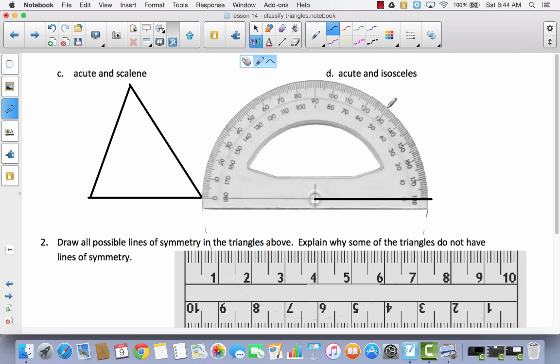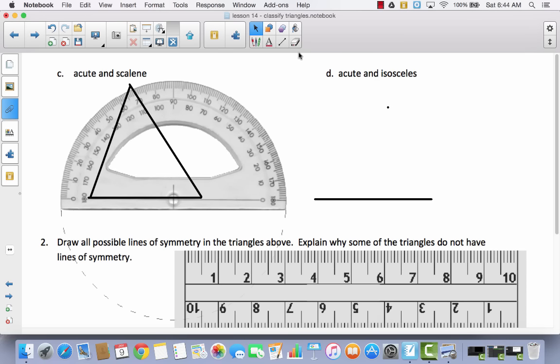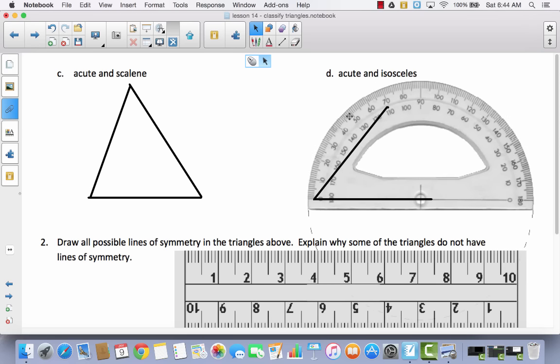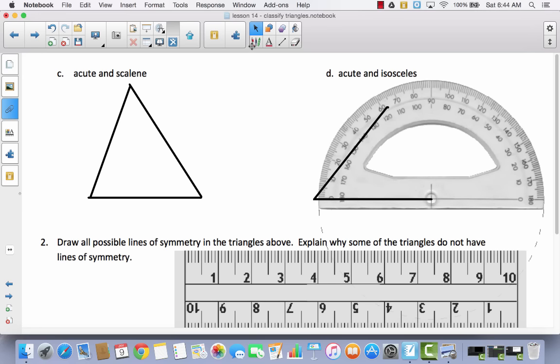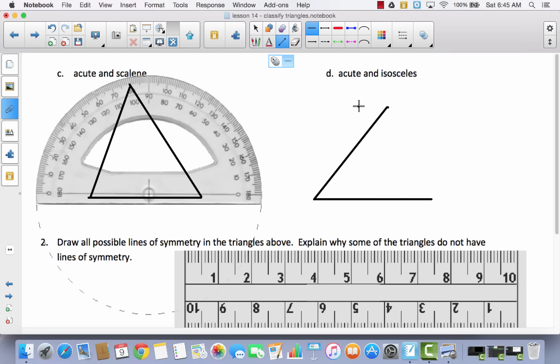So let's make a mark at 50. And let's go ahead and draw that line. We may have to come back and do a little bit of erasing. That's okay. So that one's 50 degrees. And then let's come over here and make another angle from this side and make this one 50 degrees. Okay, so this one would be 50 degrees. And then let's connect these.